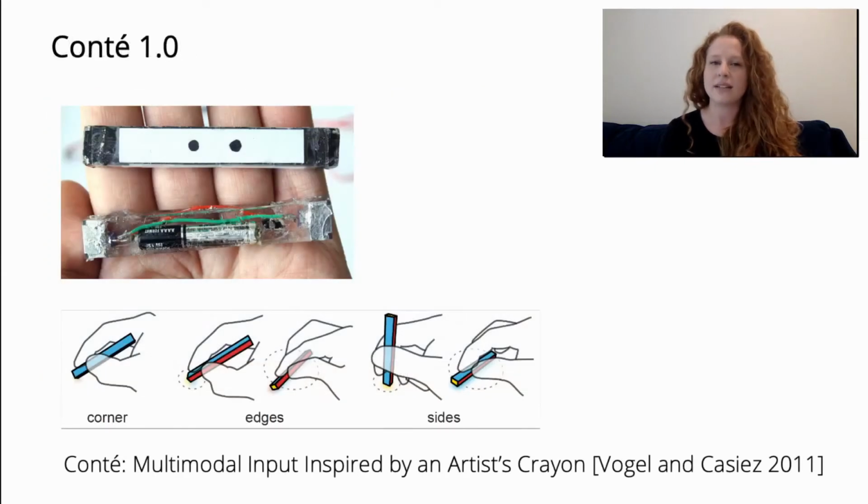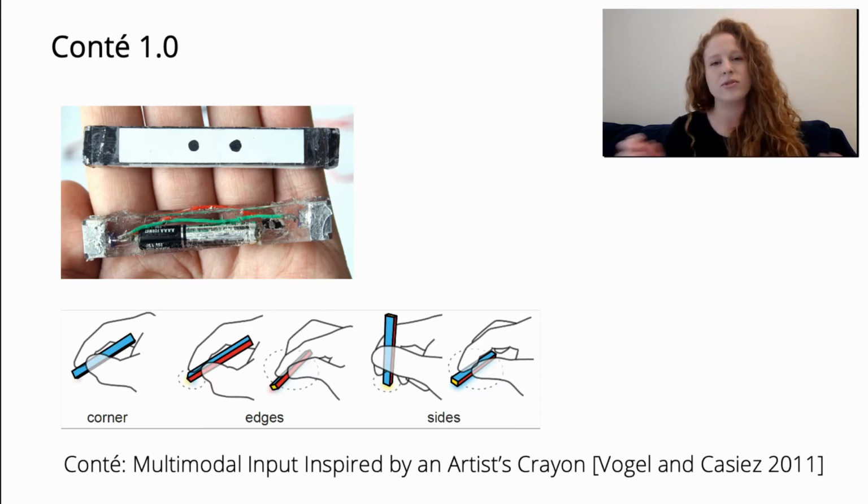The idea of this device comes from Vogel and Cassier's work about a device called Conte. They drew inspiration from an artist Conte crayon, which is that stick of coal that artists use where they can draw different lines of different thicknesses depending on how it contacts the paper. And so they asked, what's the digital analog of this device?